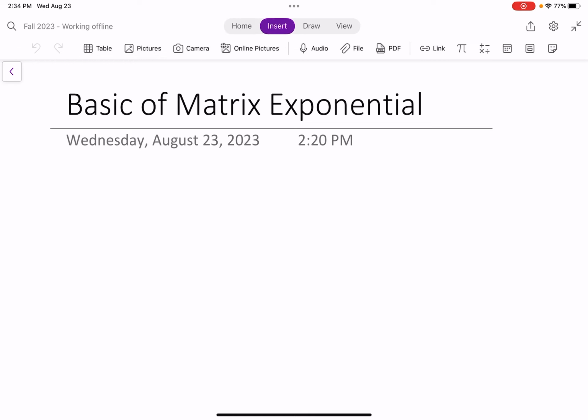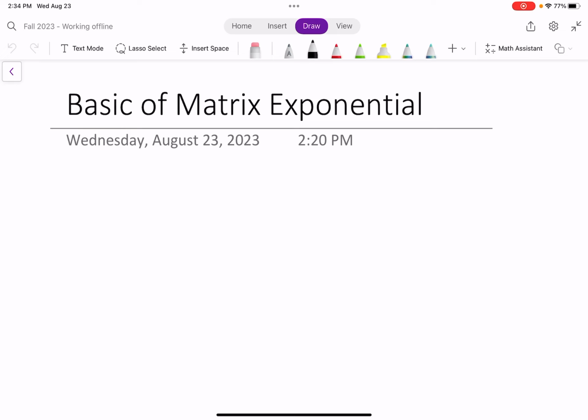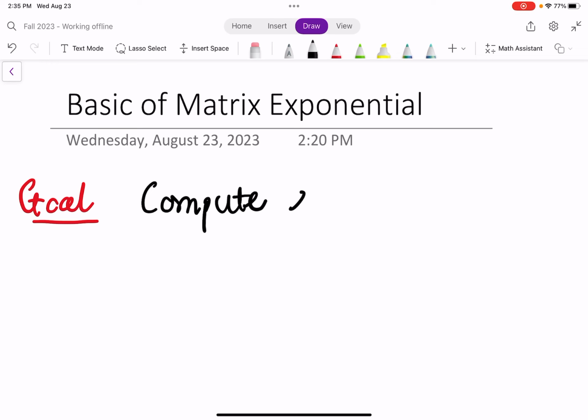So let me go ahead and write something. What is our goal for our video today? So this is our goal. Our goal is to compute the exponential, or e to the power of a matrix. Just want to make sure A is a matrix. Okay, so how do we do that?